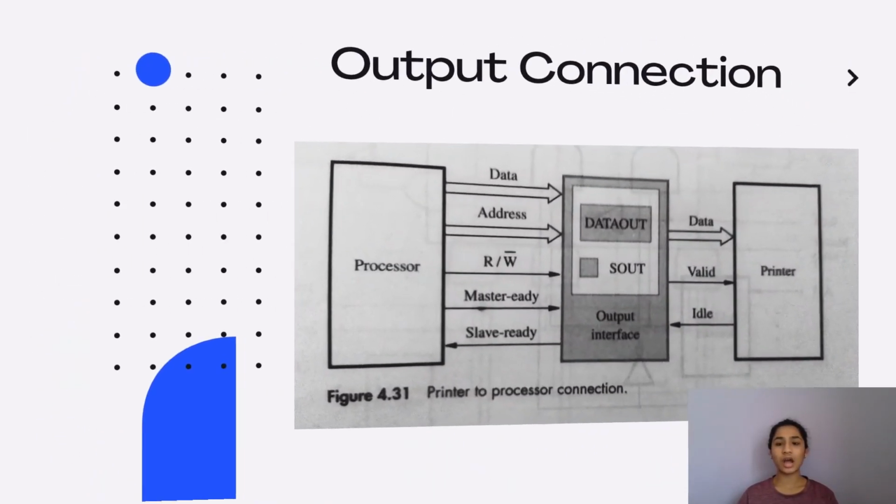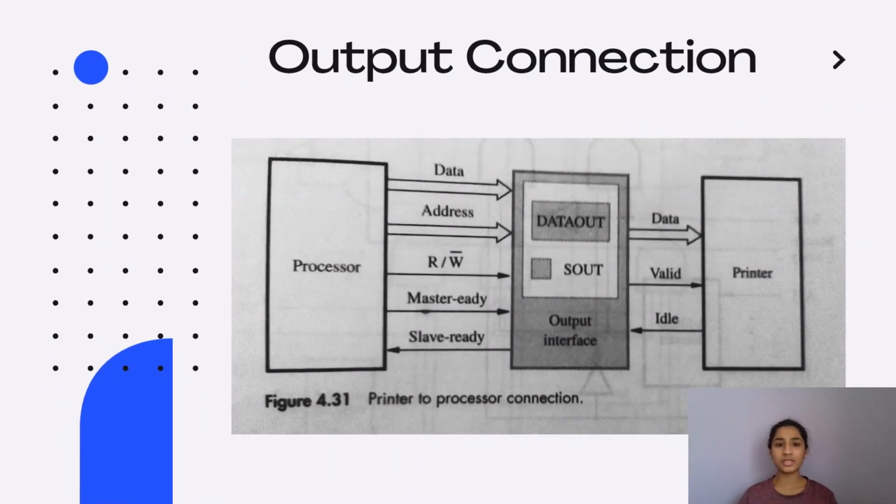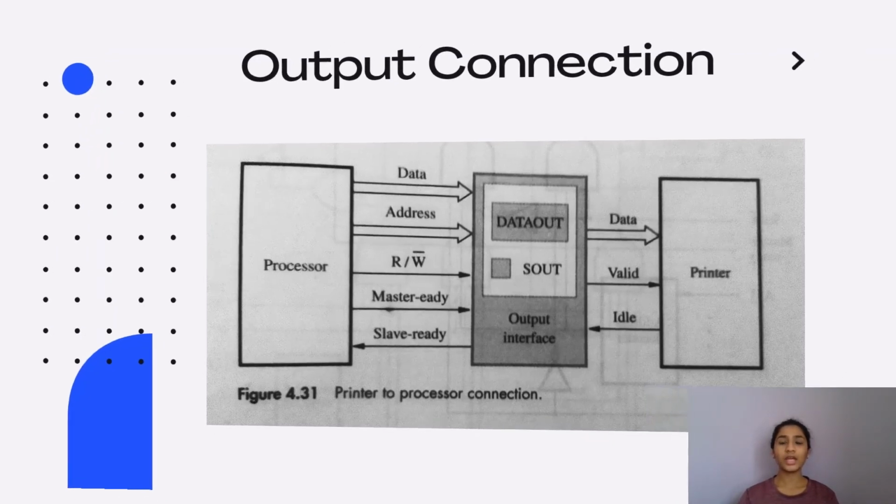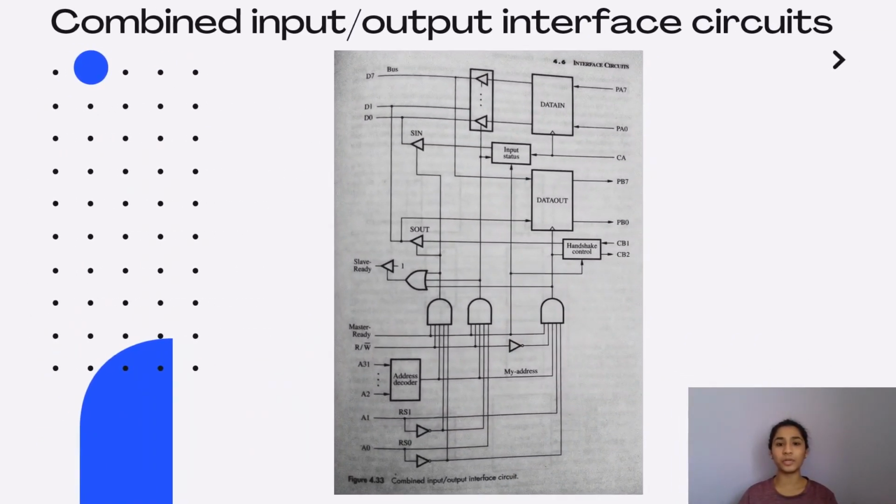Now this is the output connection. Here, data is transferred from the processor to the hardware component. Over here we have the printer, which is the output device, so data is transferred from the processor to the printer. But in the case of the input connection, we saw that data was read from the keyboard and passed on to the processor. In both cases, we have an interface connecting the hardware components with the processor. And this is the combined input-output interface, and this is the circuitry present inside it.